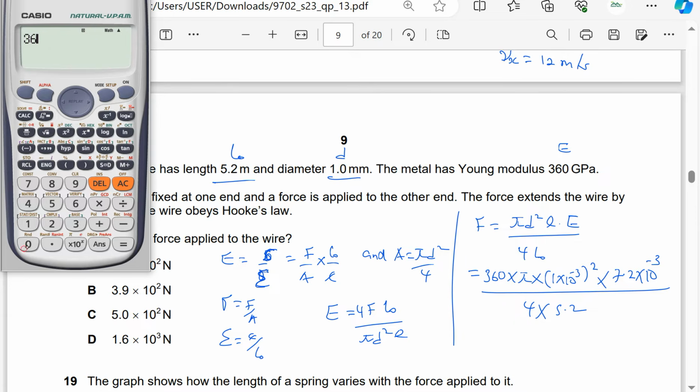So this is 360 times pi times 7.2 exponent minus 3 times 1 exponent minus 3, but squared, divided by 4 times 5.2. So I'm getting 3.9 times 10 power minus 7.